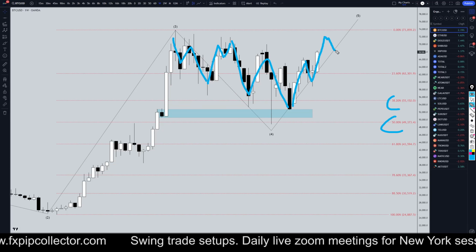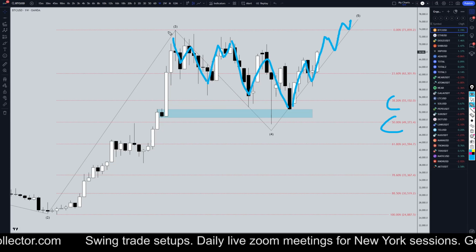I do think that this will continue up, and I do think it will eventually take out the high of wave 3. So keeping this in mind, let's take it down to the daily time frame. On the daily time frame, it's definitely a little messy. Bitcoin does have a tendency to be a little messy sometimes.